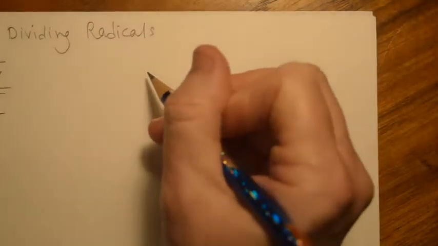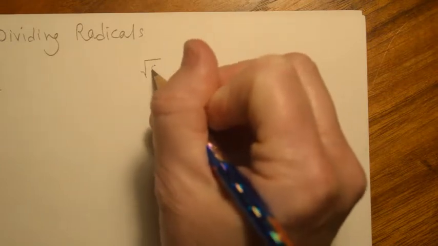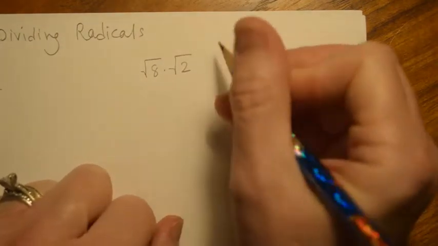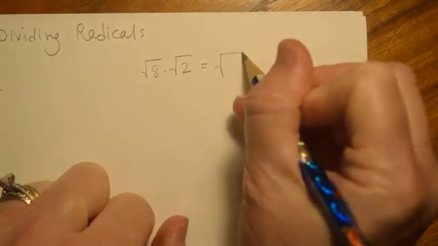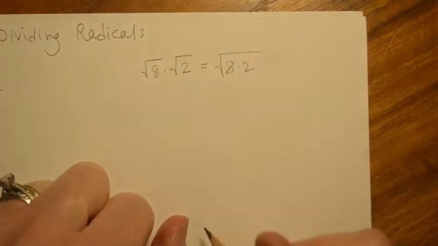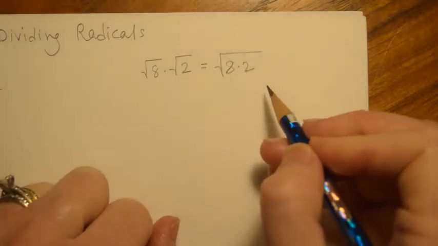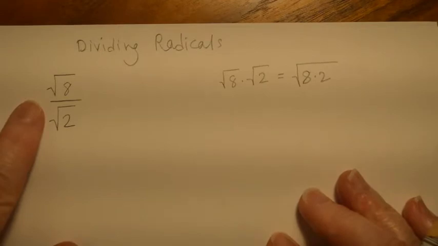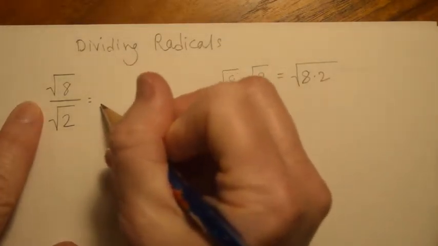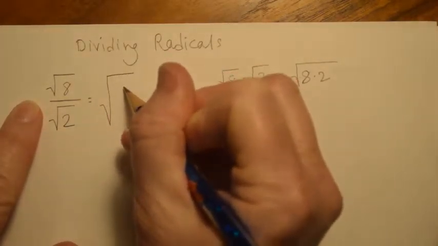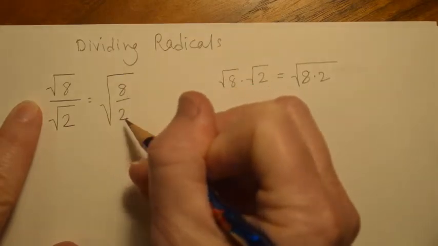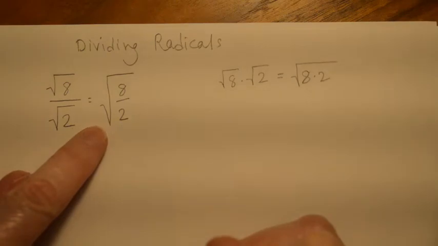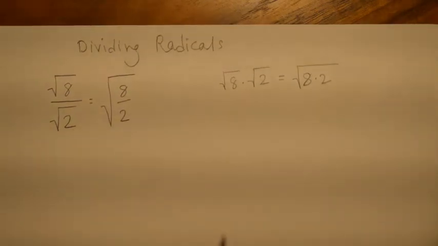if you think back to when we did something like this with multiplying, if we had square root of 8 times square root of 2, we were able to put them together under one radical and have it written like this: square root of 8 times 2, all under one radical. That same property that applies for multiplication also applies to division. And so in a case like this, we can say that the square root of 8 divided by the square root of 2 is the same thing as the square root of 8 divided by 2. So we can put them under one radical.